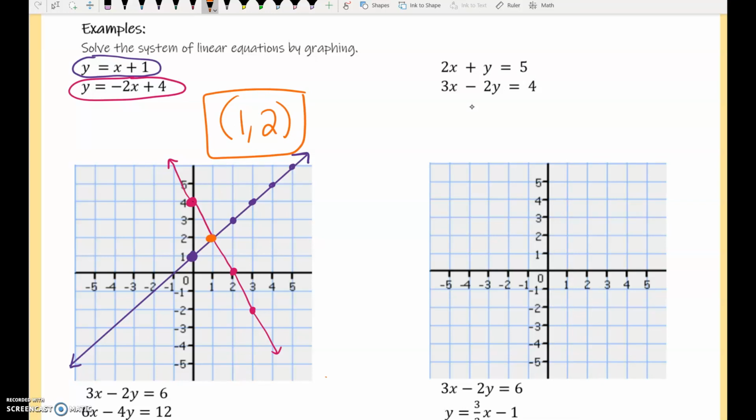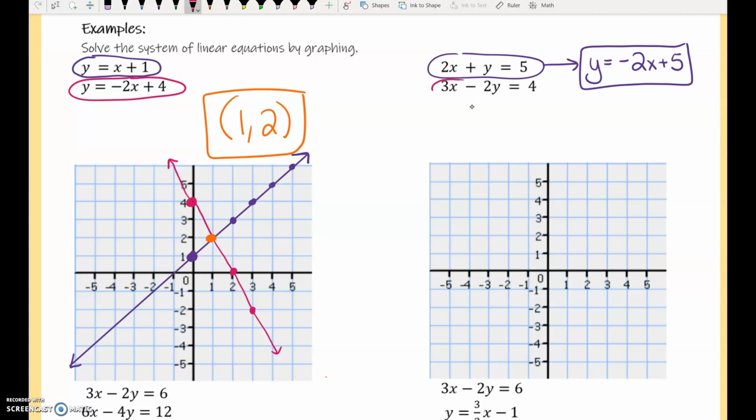Okay, this next one, let's do by hand. What do we need to do on this first equation to get this ready to graph by hand? We need to get y by itself by subtracting 2x. So that's the equation that we're actually going to graph.